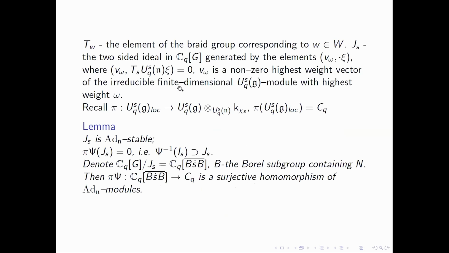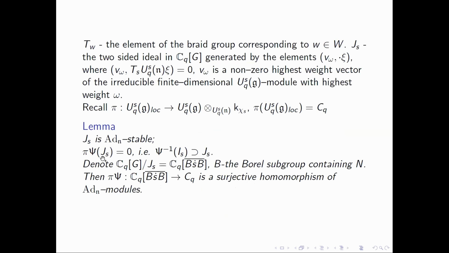And this will be actually more or less the quantum analog of the vanishing ideal of the Schubert variety. So it's simply generated by matrix elements of some finite dimensional irreducible representations of this form, where v omega is the highest weight vector in some irreducible finite dimensional representation, and psi satisfies this property.